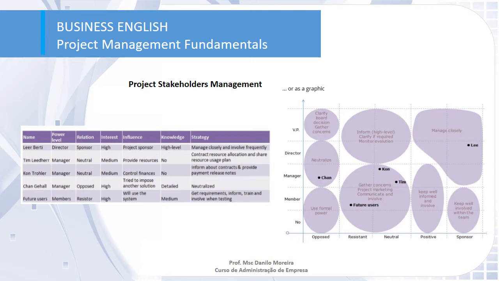On the other hand, you could make it in a chart like this one that you can see on the screen. So you have to identify those people who oppose your project, resist, are neutral, the ones who are positive, or the ones who sponsor your project and will support you, and their levels inside the company. If they are team members, managers, directors, vice presidents, and here we go. And like this, we can create this chart. Got it? So both tools work pretty well.